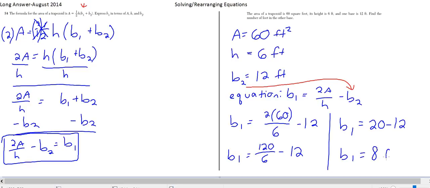b sub 1 is 8 feet. The length of the other base is 8 feet. And that's the answer to the second part of the question.